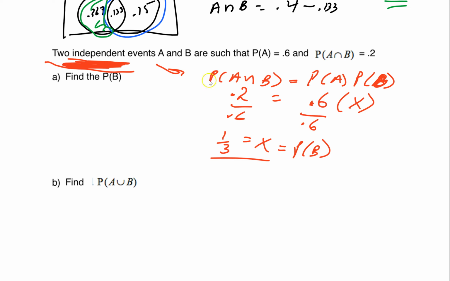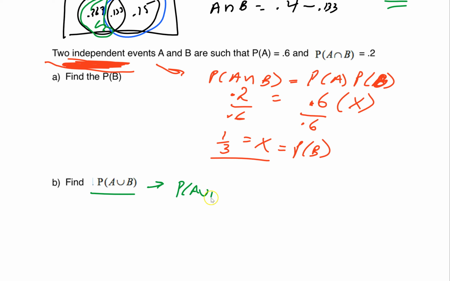Again, all that started from the fact that they told you there are two independent events. You can only use this formula if they tell you they're independent. If they don't say anything, you can't use it. And then part B of this says find the intersection. And you know how you're going to find that? The same way we always find that. We use our favorite formula.